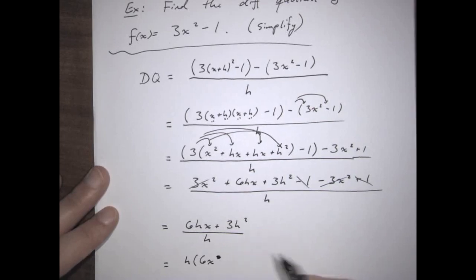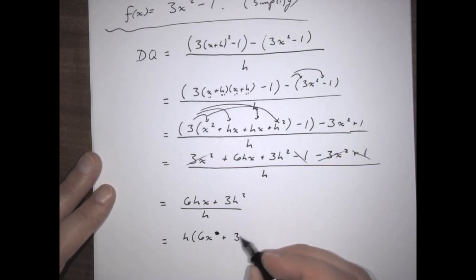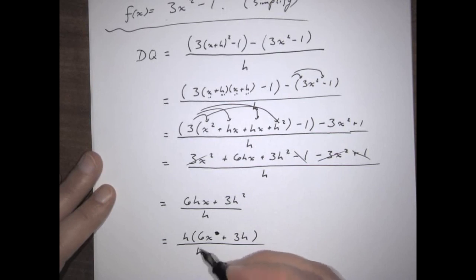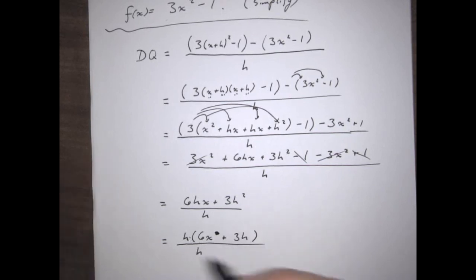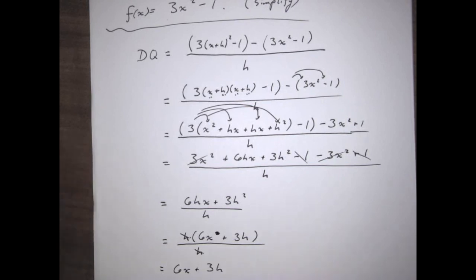Oops, not squared, 6x. So we pull the h out from the first term, and we're going to have just 6x. We pull one of the two h's out from the second term. It's going to give us 3h. And then what we have here is a factor of h on the top, a factor of h on the bottom, so those can cancel. And that just leaves us with 6x plus 3h. And that's the most simplified that can be.